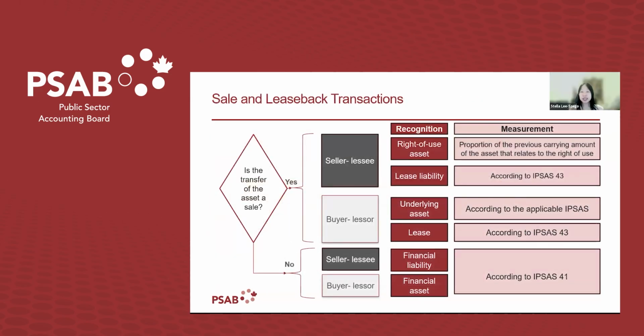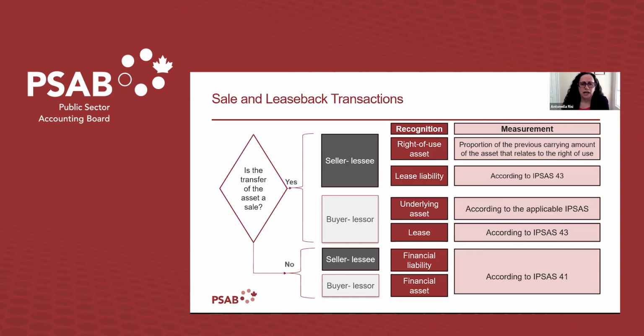The diagram on this slide illustrates the accounting for sale-leaseback transactions under IPSAS 43. Stella, before you get into the accounting, could you explain what is a sale and leaseback transaction? Sure, a sale-leaseback transaction occurs when an entity transfers an asset to another entity and immediately leases the same asset back. The accounting for the sale-leaseback transaction depends on the substance of that transaction, that is, whether the transfer amounts to a sale or not. The entity that originally owned the asset is referred to as the seller-lessee, while the entity that receives the asset under the transfer and then leases it back to the original owner is referred to as the buyer-lessor.